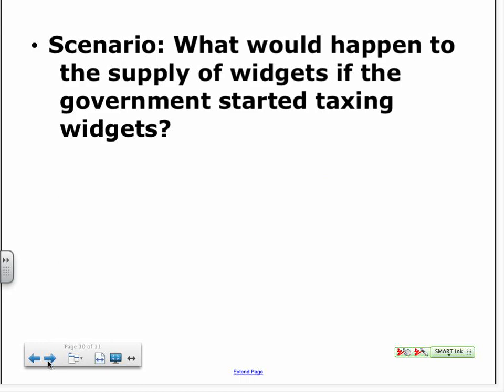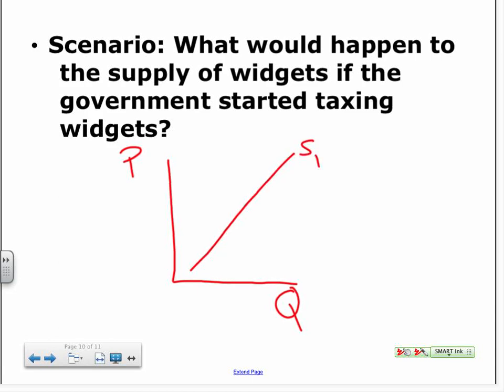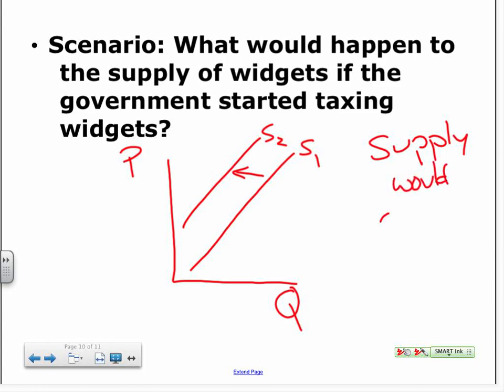All right, next one. What would happen to the supply of widgets if the government started taxing widgets? If they're going to tax those widgets, that means that they get less profit. The cost of production increases. If cost of production increases, supply goes down. So here's your supply 1, here's your supply 2. There is your supply decreasing graph. So also written out, it would be supply would decrease.